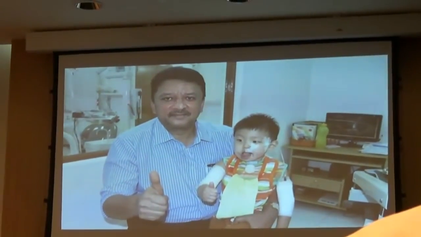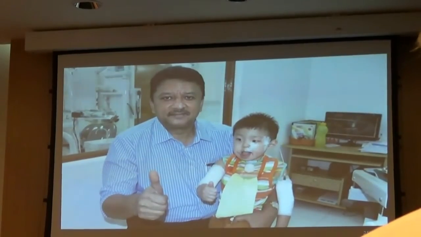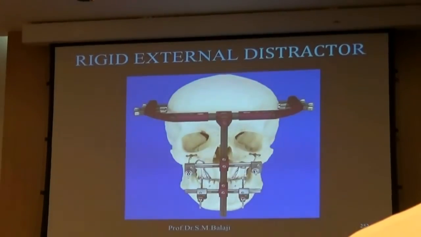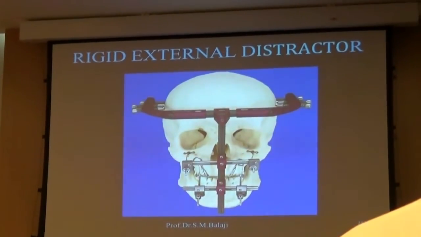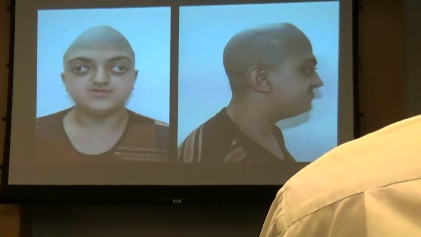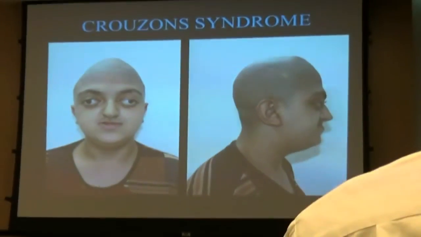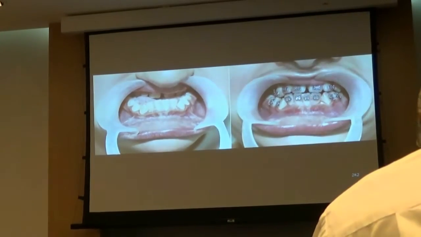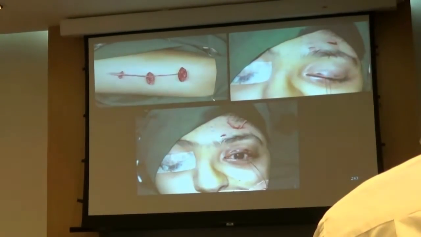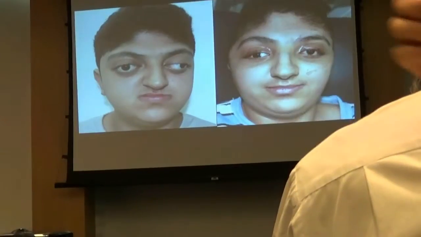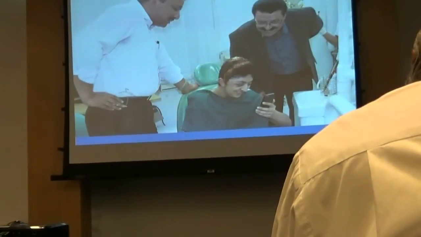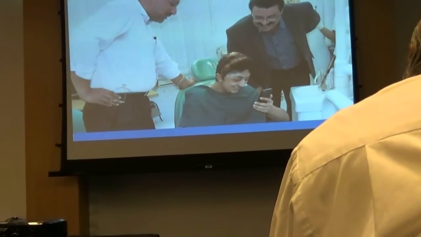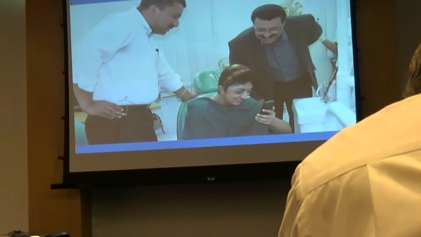So actually you would have seen all the patients, most of them are not Indians. So now this is a craniofacial distraction. This boy is from Iraq, from Baghdad. That is the result. You can see the occlusion. And he has a ptosis, so he needed a mild correction. That's the father. The father is also a general surgeon. They are all from Iraq.